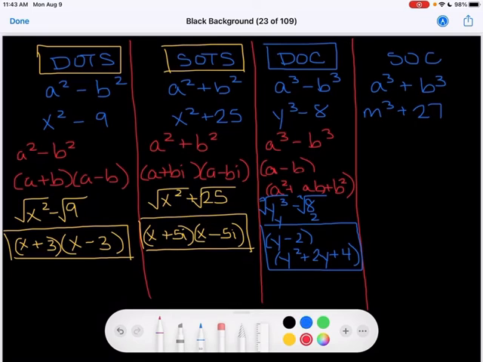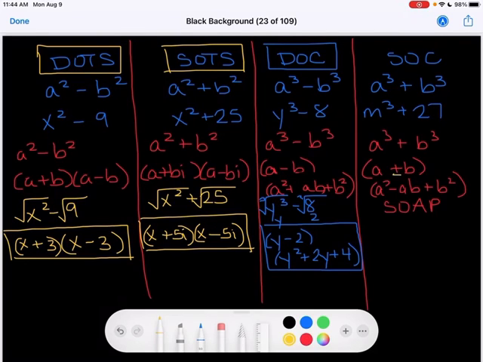All right, and then sum of cubes is exactly the same again, but you have an addition sign here, and it's going to be a plus b times a squared minus ab plus b squared. Now, the easiest way to remember this is the word SOAP. The first sign will always be the same as your expression, addition. The next sign is going to be the opposite sign. And then the last sign is always positive. So same, opposite, always positive.